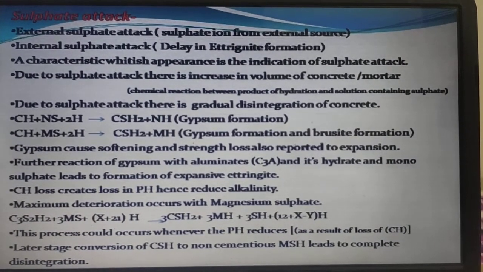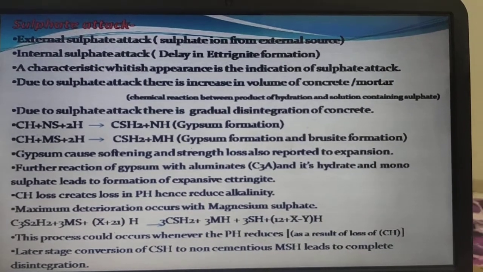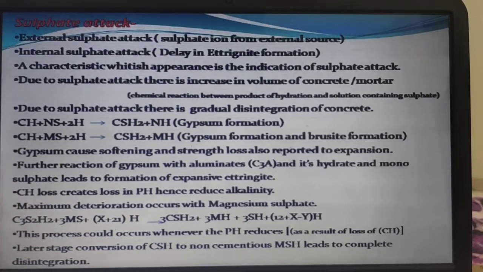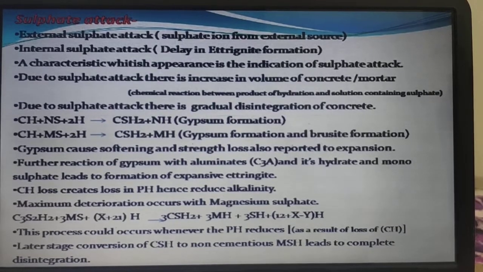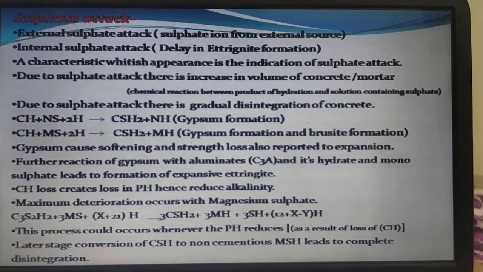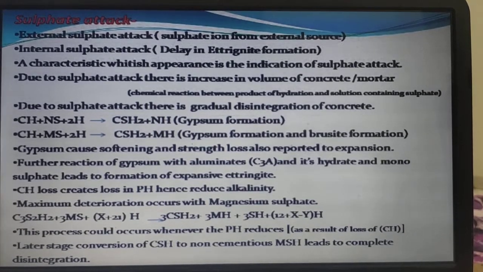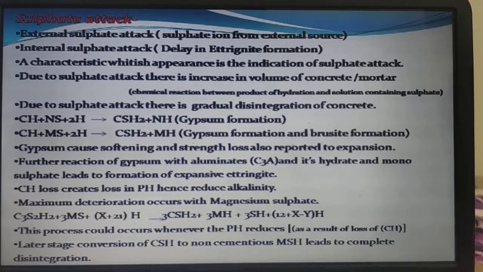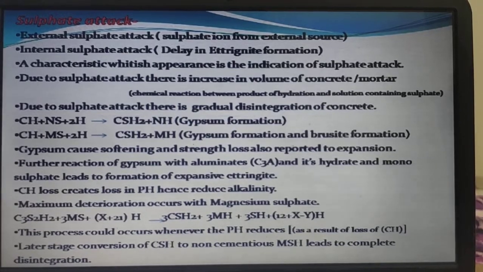There are different types of sulphate content, like calcium sulphate, magnesium sulphate, sodium sulphate, and iron sulphate. These are the different forms of sulphate which indirectly cause the sulphate attack.